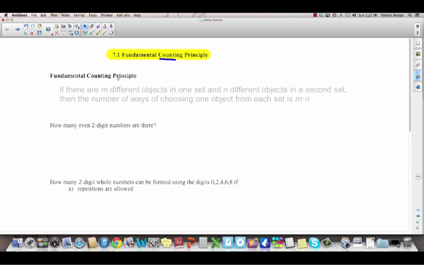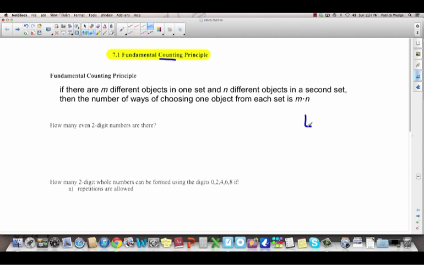And what the fundamental counting principle says is if there's m different objects in one set and n different objects in a second set, then the number of ways of choosing one object from each set is m times n.